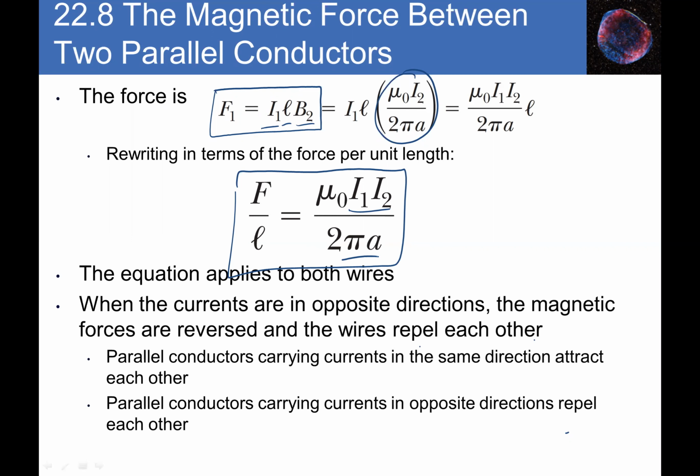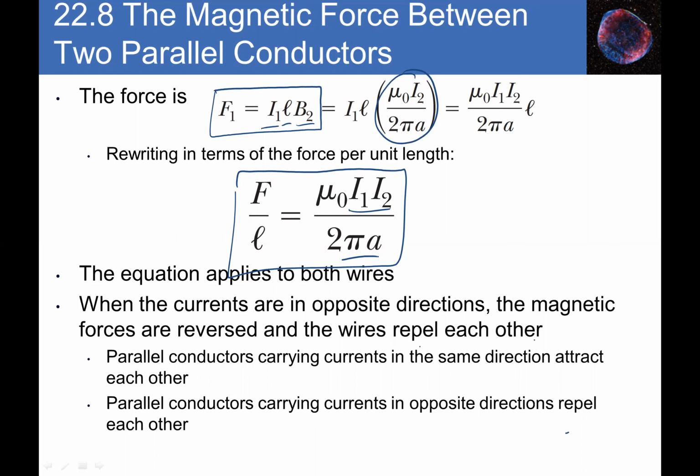And when the currents are in opposite directions, magnetic forces are reversed and the wires repel each other. Okay. So parallel conductors carrying currents in the same direction attract. Parallel conductors carrying currents in opposite directions repel.